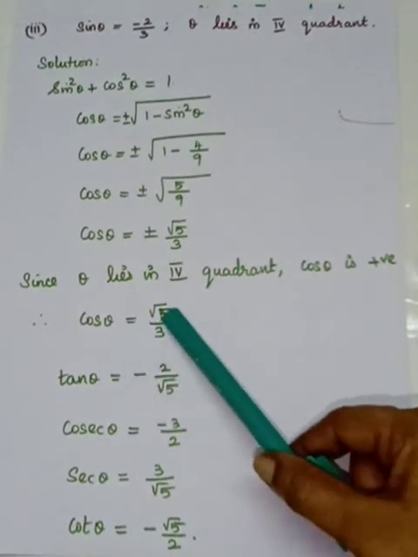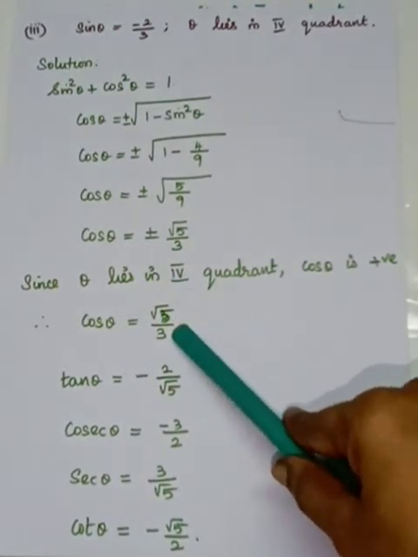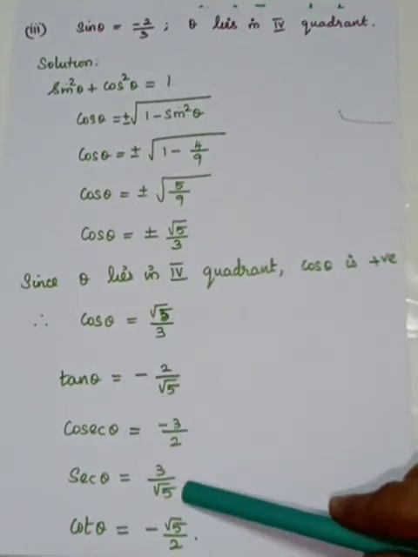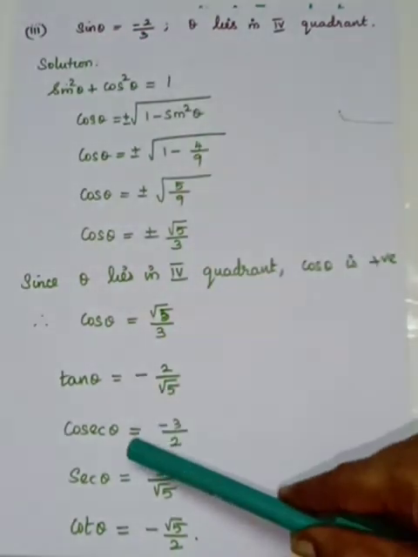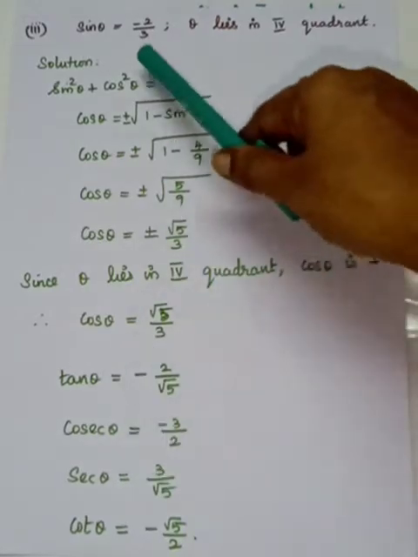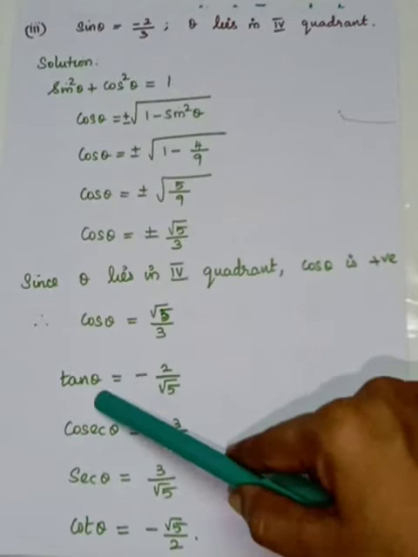So cos theta is equal to root 5 by 3. If cos theta is known, you can write secant theta, its reciprocal, so 3 by root 5. And sin theta is given here, so you can very well write cosecant theta. What is cosecant theta? It's the reciprocal of sine, so it is minus 3 by 2. We have completed these two functions, and go for tan theta.